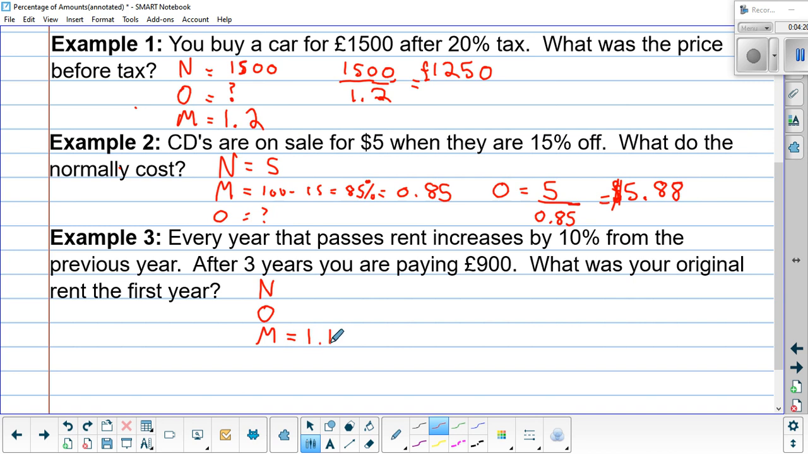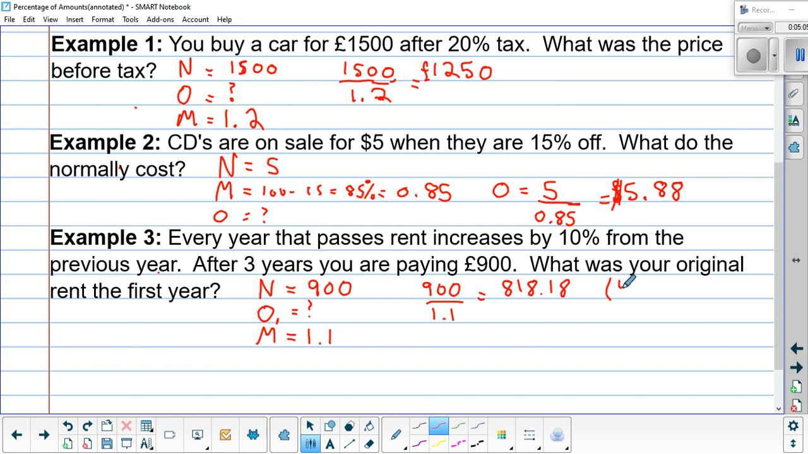So after 3 years, we are paying 900. So this 900 is here. We have an O, and we don't know what it is, right? I'm going to call this O1, just because we're going to have to do 900, find what it was that second year, and then go back. So let's go 900 divided by 1.1. And then that gives you 818.18.